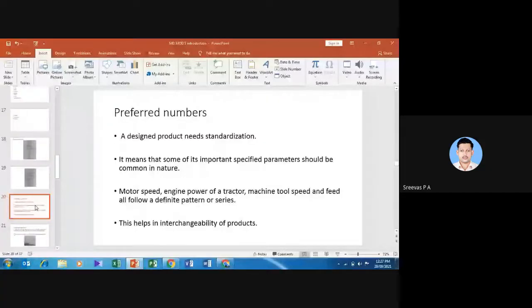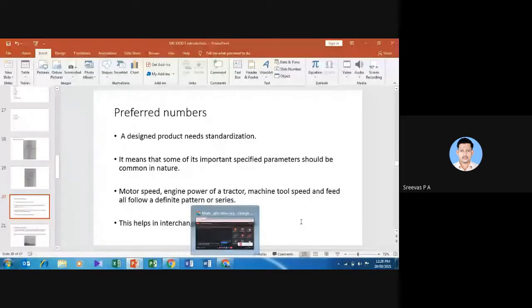What do we actually mean by standardization? Okay, you consider a practical case of a bolt. For a manufacturer, okay, I will explain.